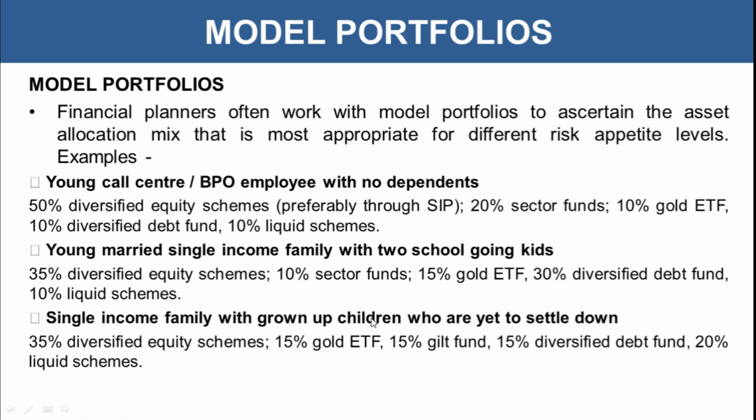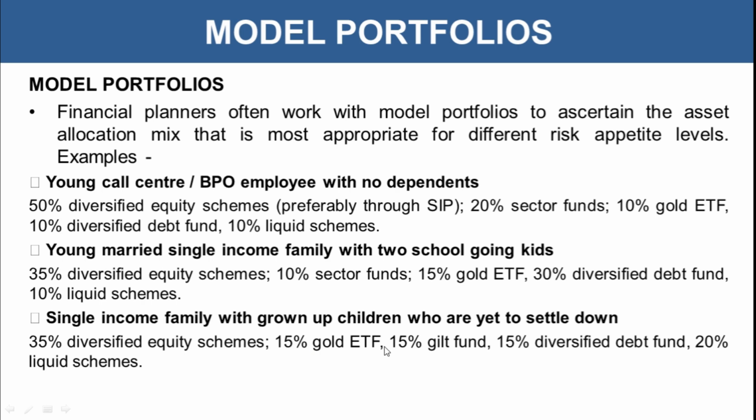Then single income family with grown up children who are yet to settle down. Now you can see that as the age is maturing, more of the investment is going towards the debt fund and lesser is going towards the equity scheme. Okay, just you can analyze that. Here it was 50% in diversified equity scheme. Here it comes to 35%. Again 35% is maintained, but 15% is now in gold ETF. Sector fund, there is no investment because at this point of time investing in a riskier fund is not what is recommended.